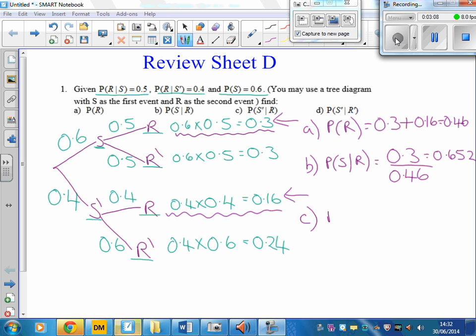Let's see, the probability of S not happening given that R has happened. Either S happens or S doesn't happen when R has happened. So to work out this, all we need to do is 1 minus 0.652, which is 0.348.